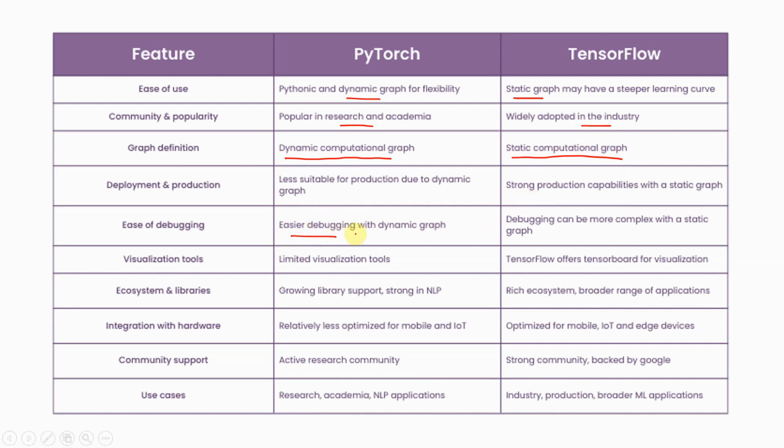Easy debugging, whereas debugging is more complex in the other, and limited visualization, whereas here there are various visualization tools with TensorBoard, and growing library support and a rich ecosystem. And here it is less optimized for mobile and IoT. Since it is used in the production environment, it is more optimized for mobile, IoT and edge devices.